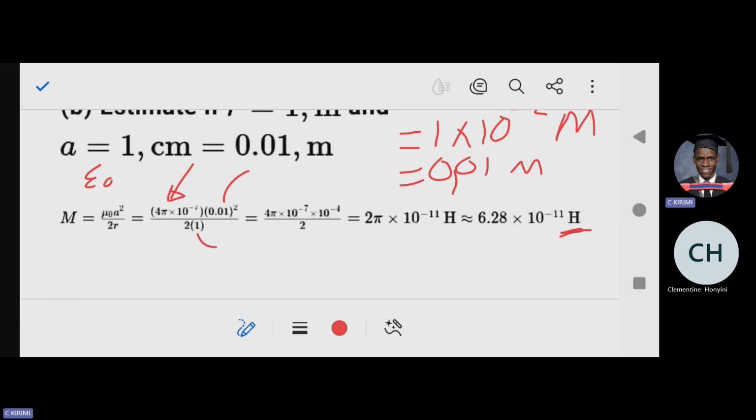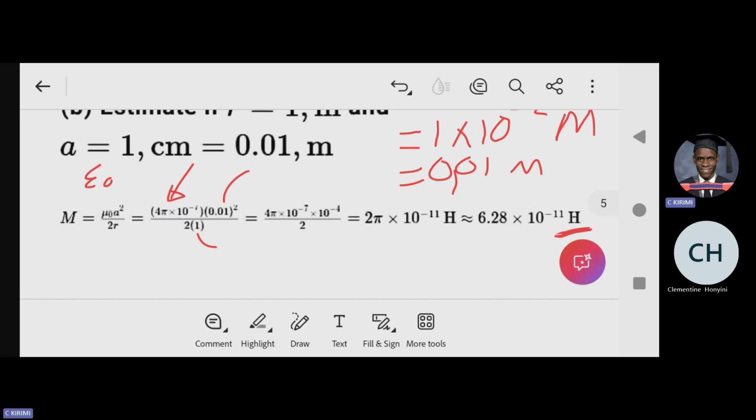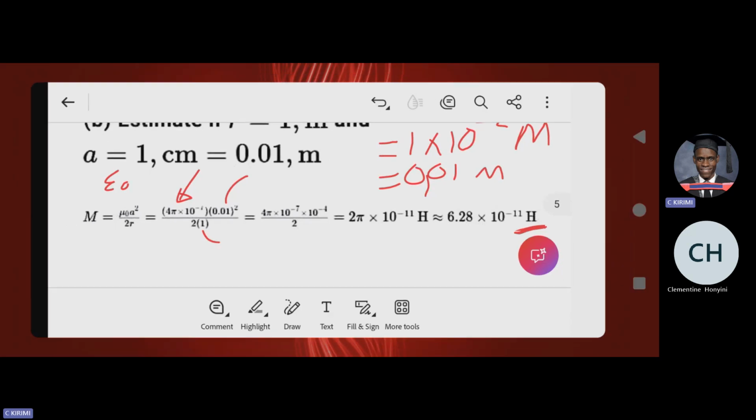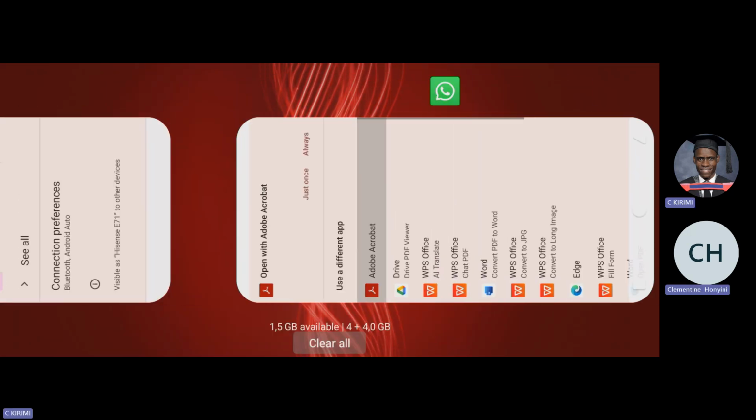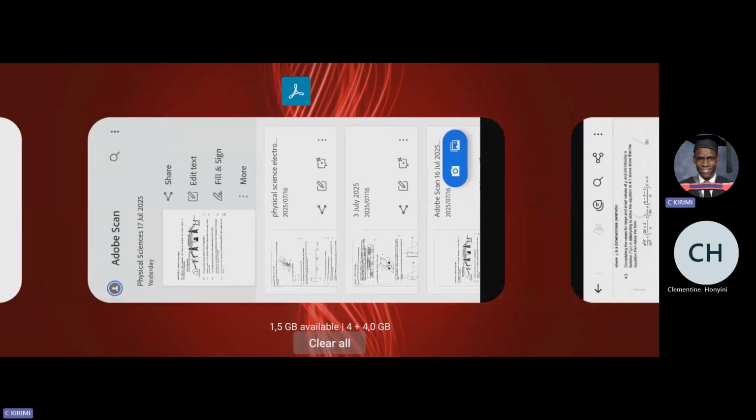This is what? What does H represent in the mutual inductance? The first time? Henry. You've never heard of Henrys?